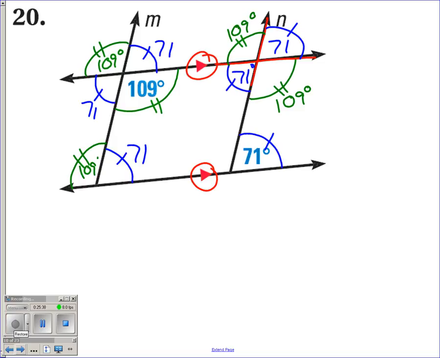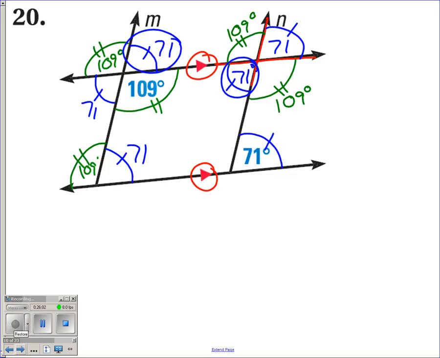So we've filled out every single angle that we can. Are lines M and N parallel? Absolutely. Let's take a look at this pair right here. Those are alternate interior angles. Alternate interior angles force lines M and N to be parallel.